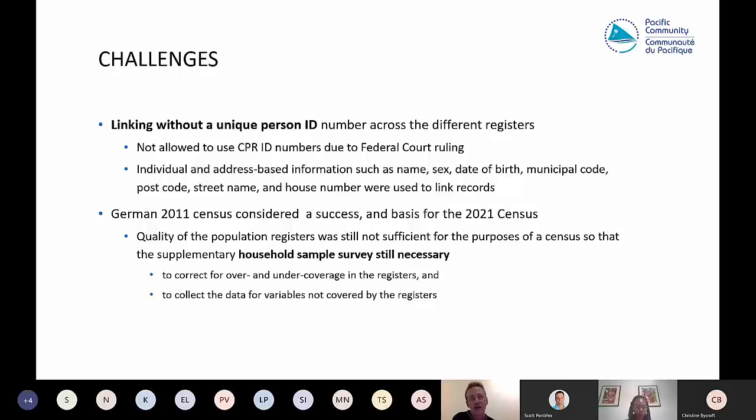The 2011 combined census was regarded as a success, and it will form the basis for the 2021 census. Essentially a similar model, except that the employment data will come from the survey rather than from the employment register. And the analysis that the Germans did identified that the registers in themselves weren't of high enough quality to use without the survey to correct for under and over coverage.